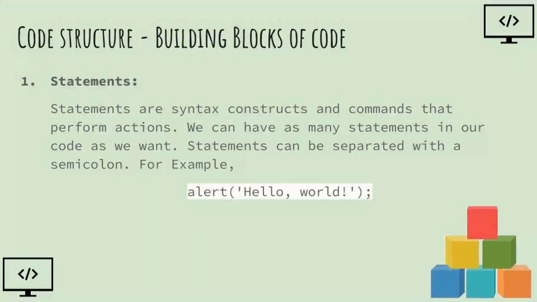Now we will talk about the building blocks of JavaScript code, the code structure. First is statements. Statements are the actions that are to be performed. We can have multiple statements in our code. The statements can be separated by using the semicolon as shown in the example.